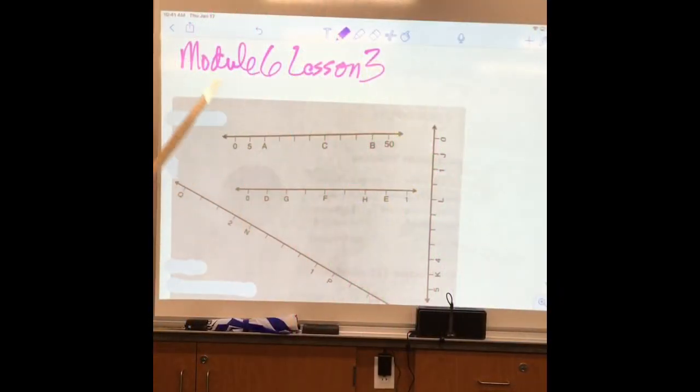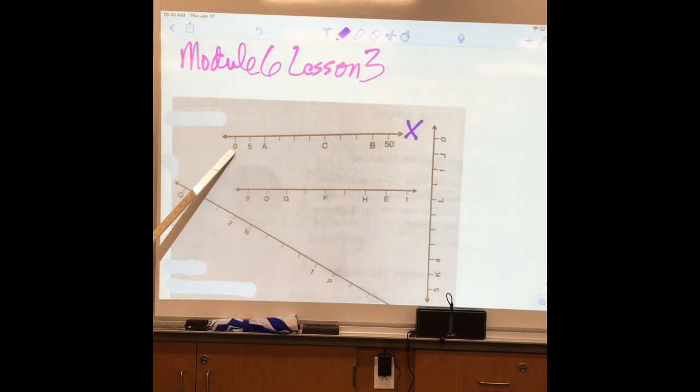Welcome back to math. Today, Module 6, Lesson 3. I'm going to do a little review with you for a second. What line is this? I hope you're saying it's X. Then you would be correct. Now here's something we have to figure out.